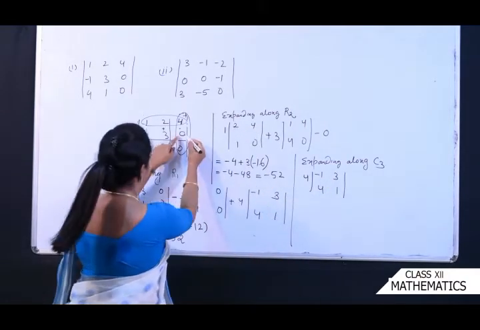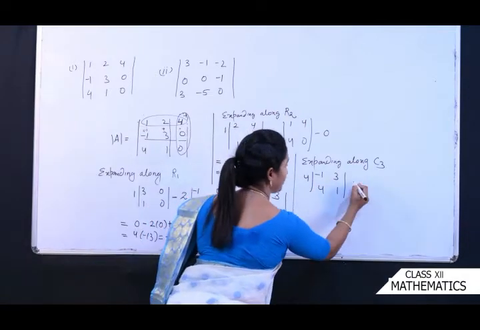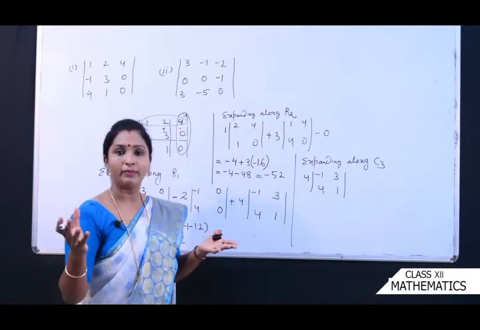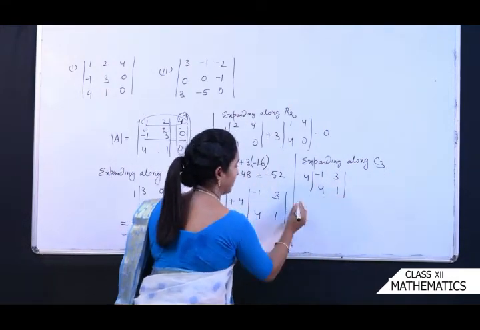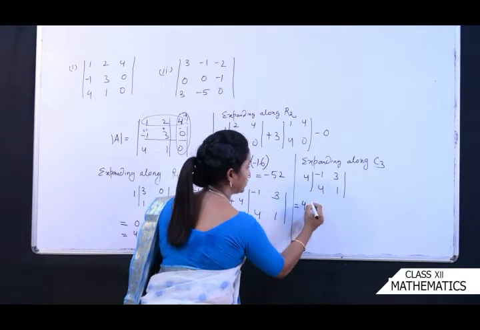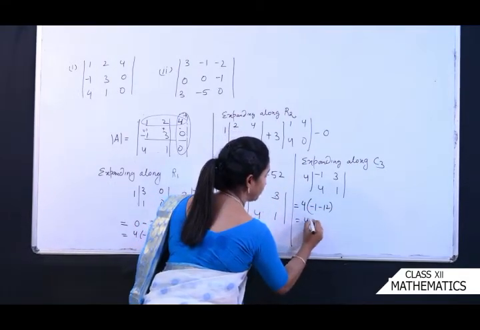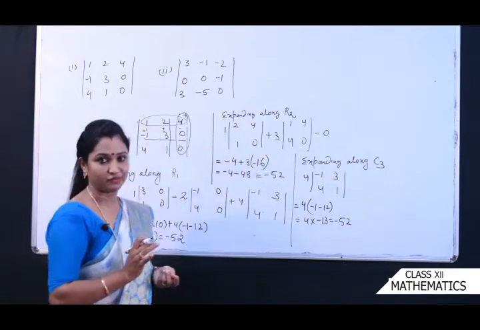Now next, both are 0. You see here both are 0, so no need of writing 0, because when a number is multiplied with 0, the full term will become 0. So you don't need to write 0 here, write only the number that is there. So you got 4 into -1 -12, that is equal to 4 into -13, and it is -52. Again you got -52, okay.